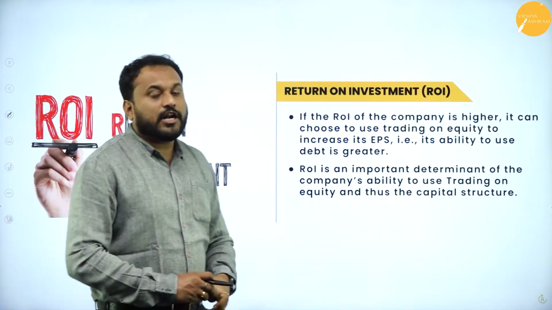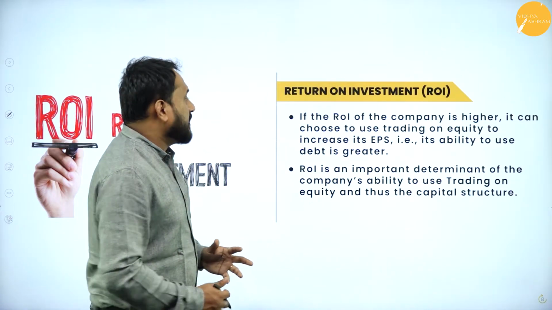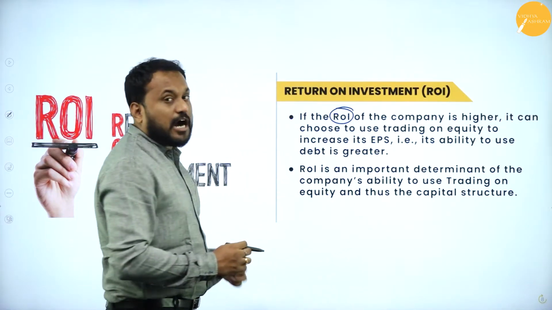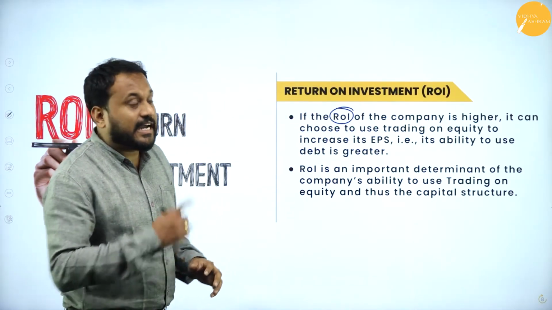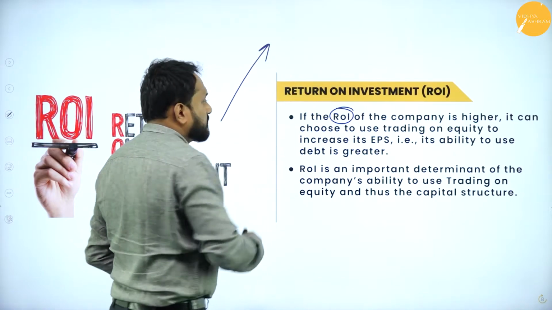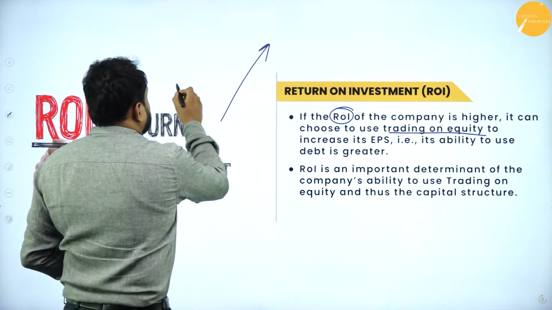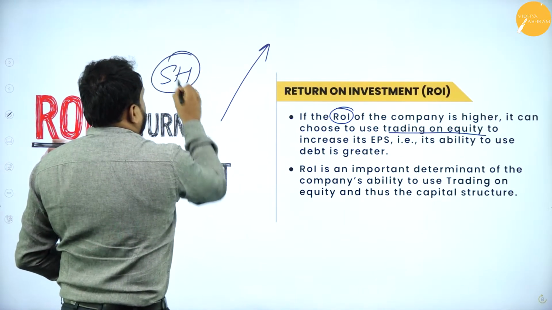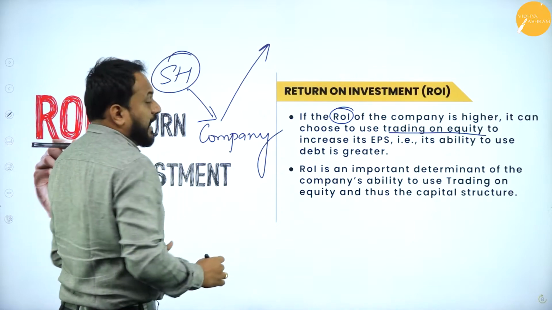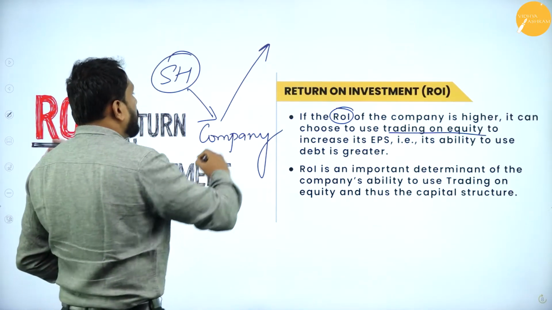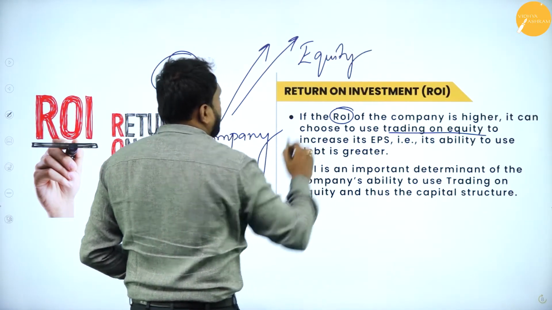Next one is return on investment. What is this return on investment? I told you before itself, right? If the ROI of the company, ROI is return on investment, if the ROI of the company is higher, try to understand this. If it is higher, it can choose to use trading on equity. See, when somebody, that is the shareholders, are investing in the company, and my rate of investment is more, I can actually go for what? Equity. I can play with equity shares.